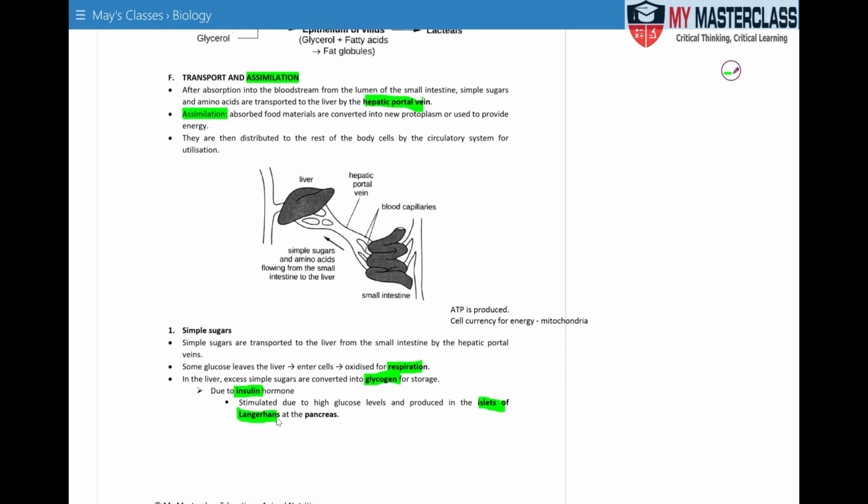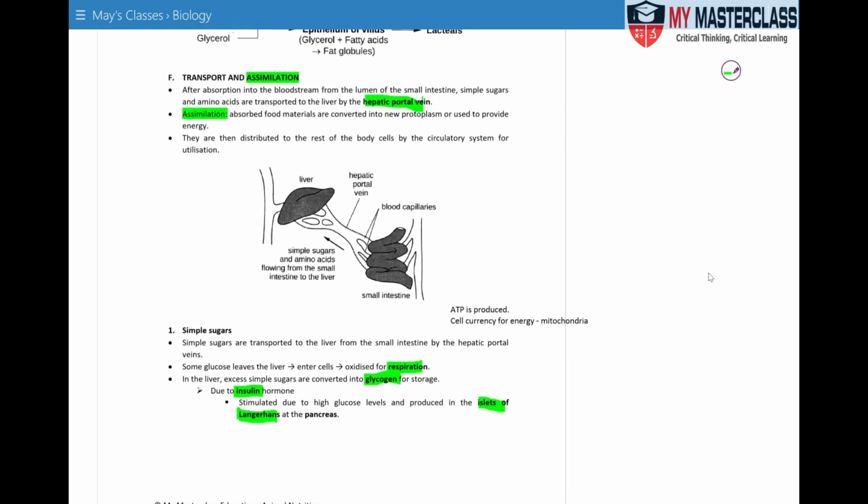So you can see that this is different from digestion, in the sense that in digestion, you are breaking down a large carbohydrate into a monosaccharide. In the liver itself, excess small monosaccharides are now converted into glycogen. And this is what we know as assimilation.